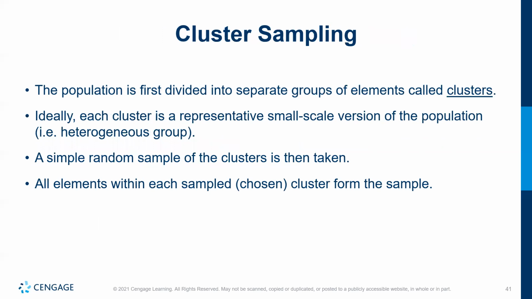Cluster sampling is a similar idea where each cluster is representative of a small scale version of the population. So I was talking about that city in Wisconsin or wherever it is. It's kind of a cluster or a representation of the United States as a whole, because they have similar characteristics of the whole population.